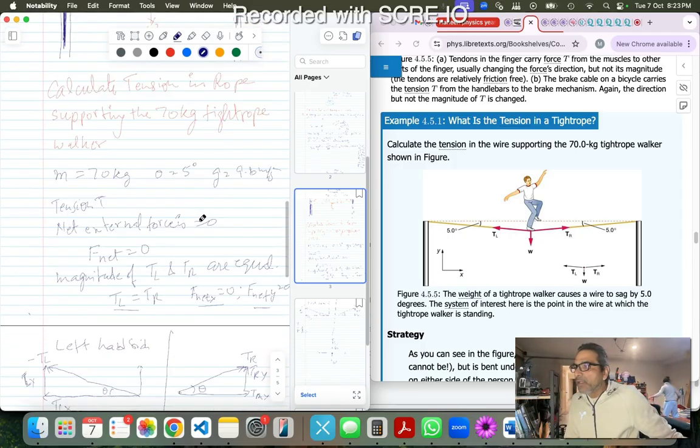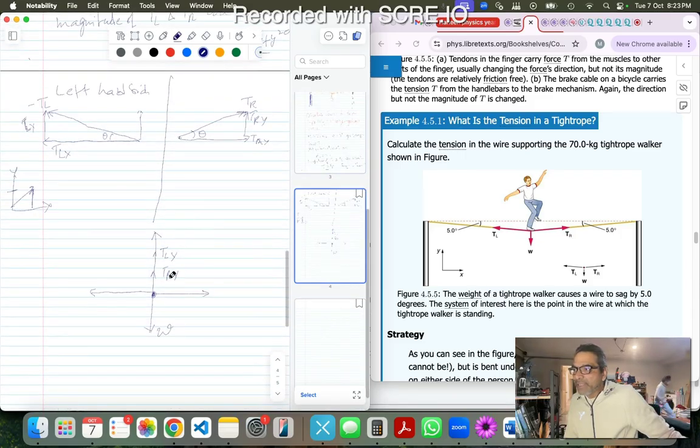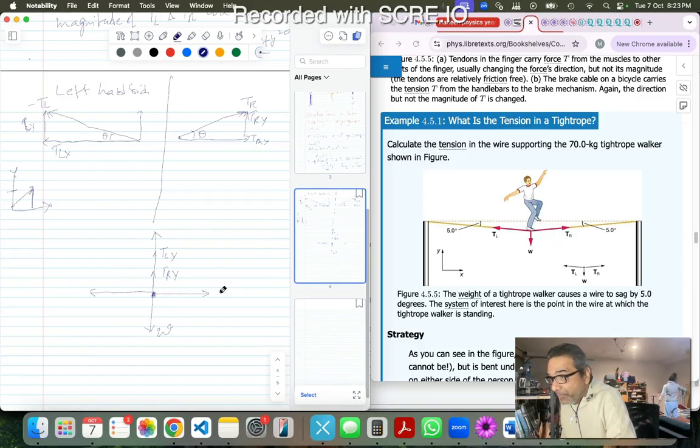Okay. Similarly, I have drawn these things. So these are the Y components, which are vertical, and these are the X components, which I'm writing right now: TR X component, TL X component.